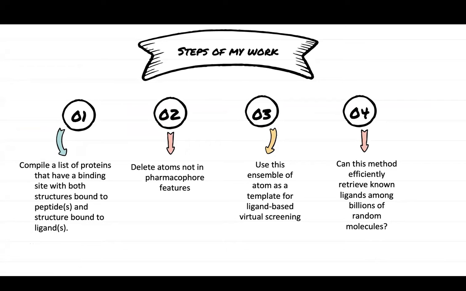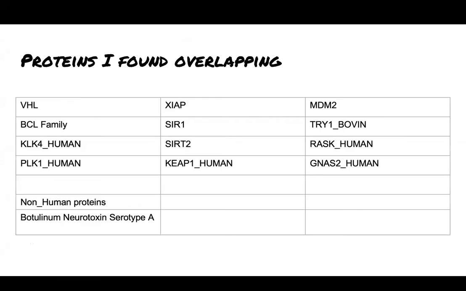The first one is to compile a list of proteins that have a binding site, with both structures bound to the peptides and structures bound to the ligand. At the very beginning, I just searched the cyclic inhibitor proteins, because these proteins are more simply structured and they definitely have an endogenous protein. However, due to the special case, I need to find proteins that contain both ligands and peptides at the same time. What's more, they should even be overlapping, but that is so time-consuming and inefficient. So then I looked at some review papers to see what proteins they had used to get a good result.